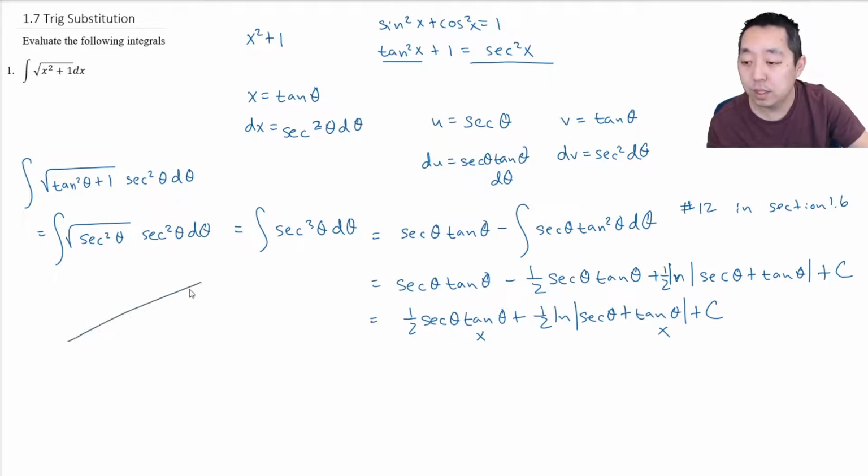Well, you always draw a triangle, and you say, this is my angle theta. And I know that x is equal to tan theta. Tangent means it's opposite over adjacent, so I can do x and 1.